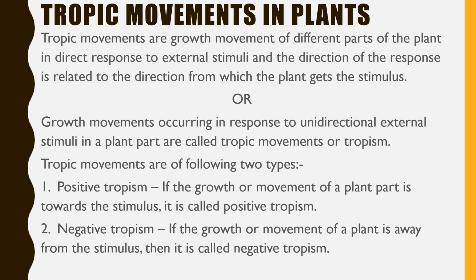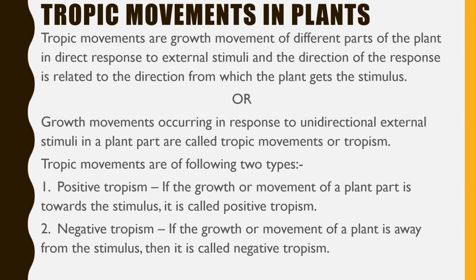or the growth movements occurring in response to unidirectional external stimuli in a plant part are called tropic movements or tropism. For example, shoots growing towards the sunlight, a root growing towards the water. Here sunlight and water are stimuli and the movements are movement of root and movement of shoot.